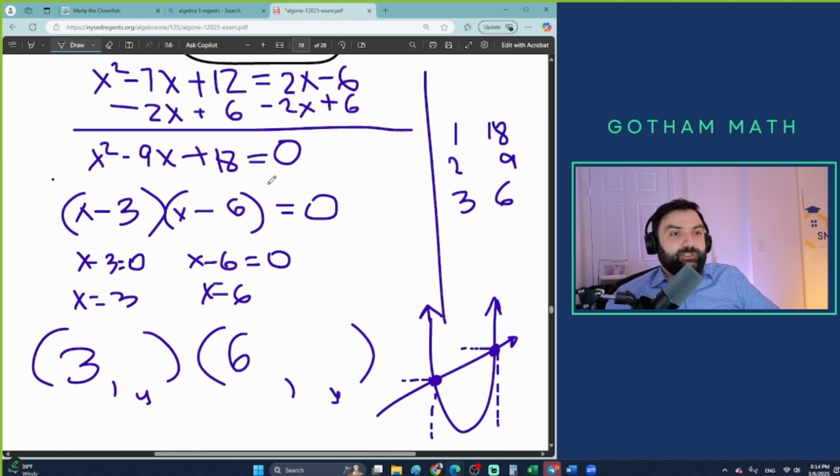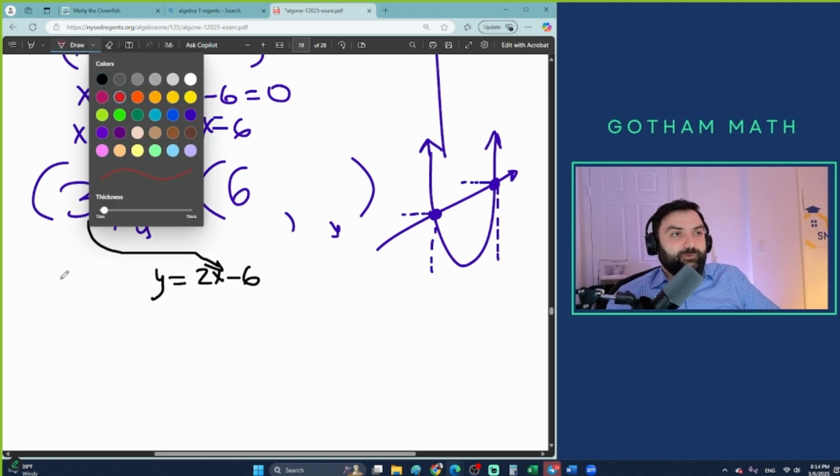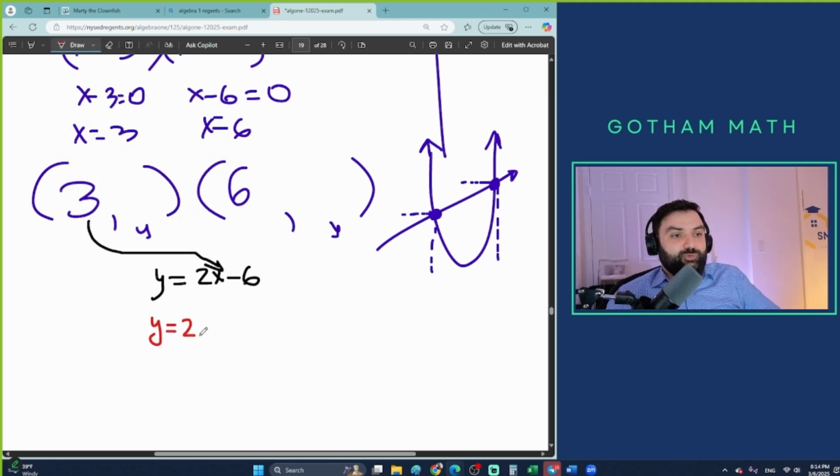Y equals 2x minus 6. Plug it in for x and calculate. I'm going to do it with red. Y equals 2 times 3 minus 6. Y equals 6 minus 6. Y equals 0. So this is 0.